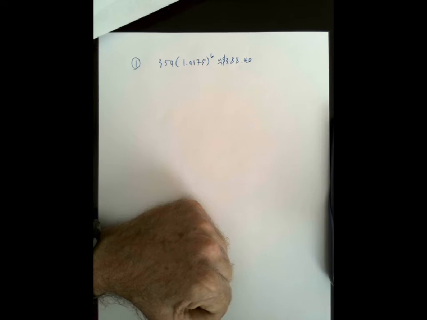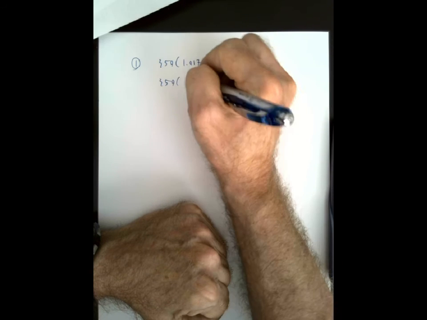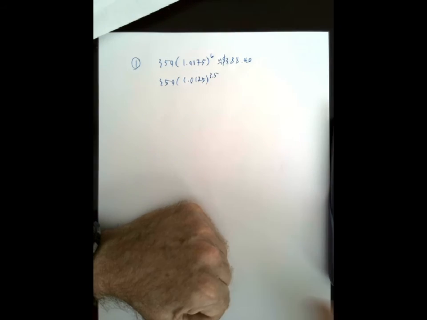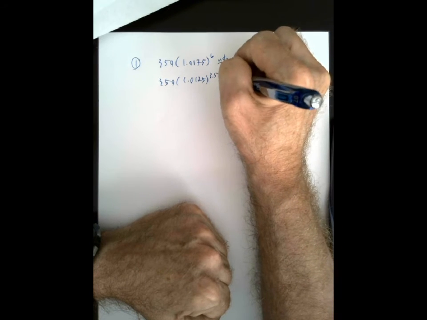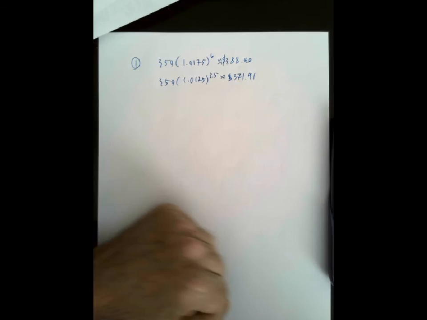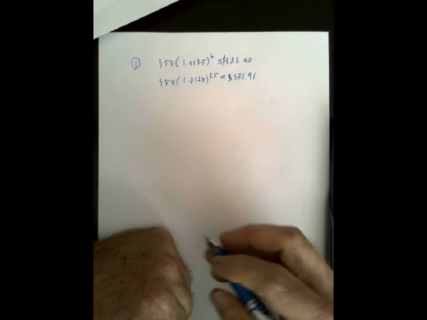If it was 3.5 years, I would just go ahead and type in 3.5 for this, so it's going to be 350 times 1.0175 to the 3.5. Calculator work, and then times 350 is equal to $371 and 91 cents.